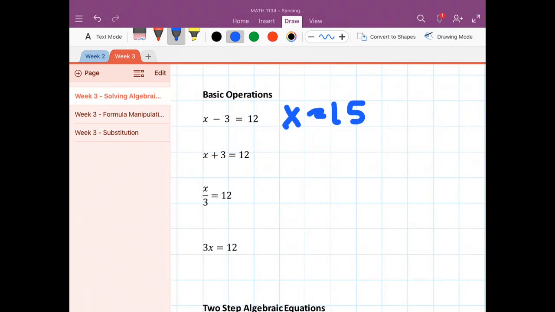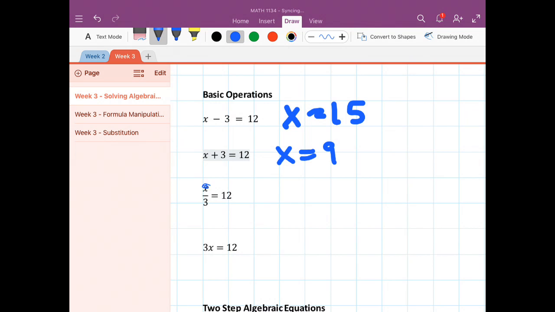For the next one, it's the same idea. So if I was to cover up the variable there, you could think, what plus 3 is 12? Well, 9 plus 3 is 12. So our variable must be 9. Or you could think of it as 12 minus 3 is 9. Okay?